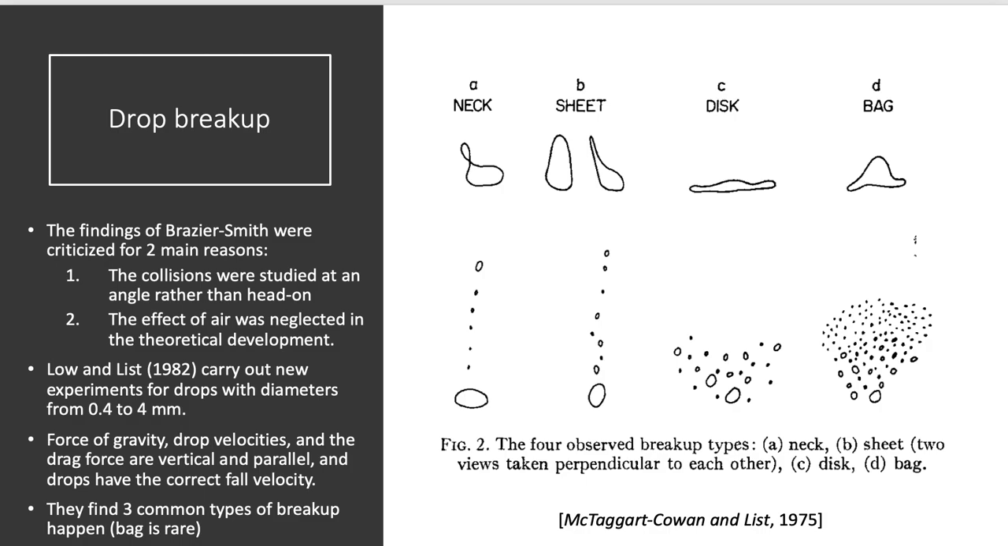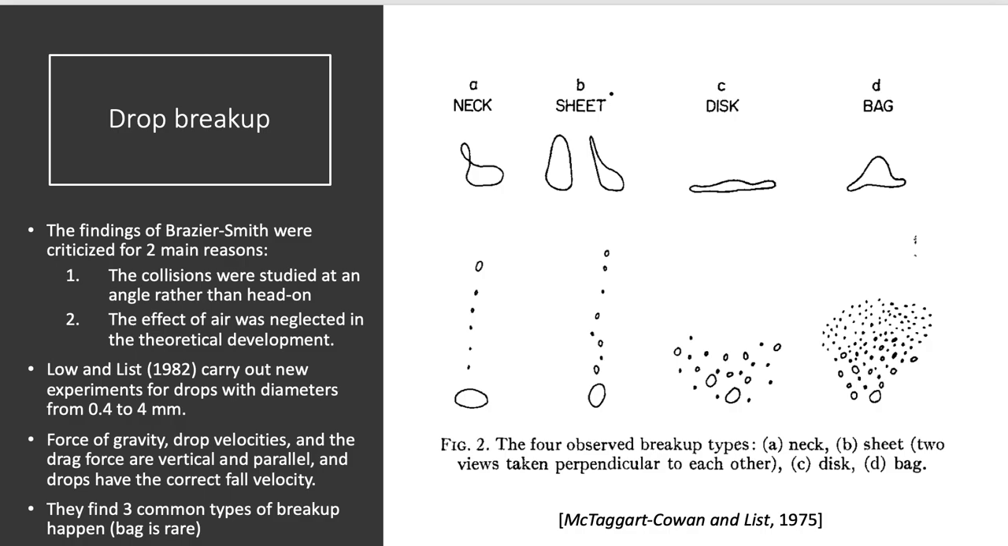And it was criticized because, and this is one limitation of using the lab, Brazier-Smith et al. used, first of all, collisions at an angle rather than head-on collisions. And then the effect of air was kind of neglected. So the effect of having turbulence, turbulent currents going on was neglected. So first, collisions are at an angle, and second, the effect of air was neglected.